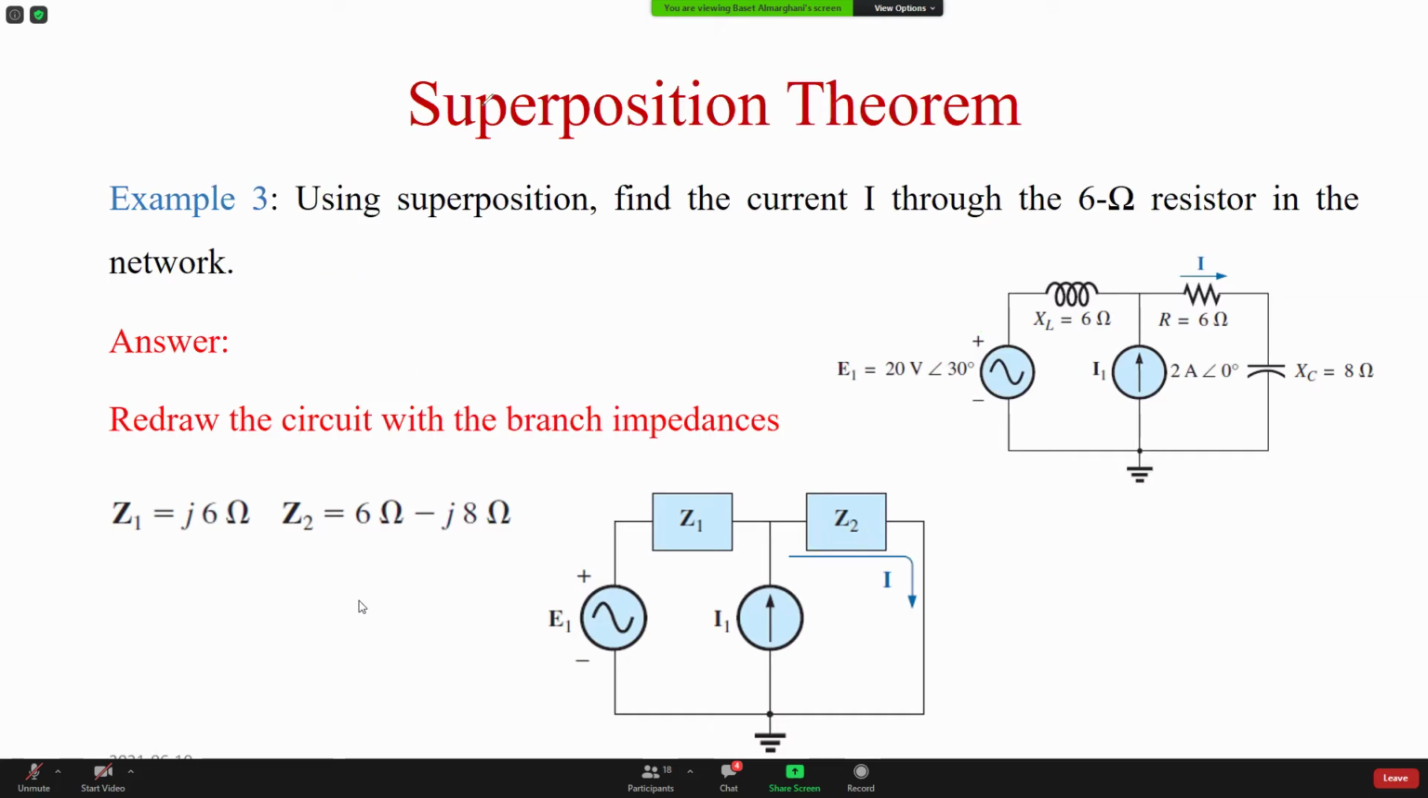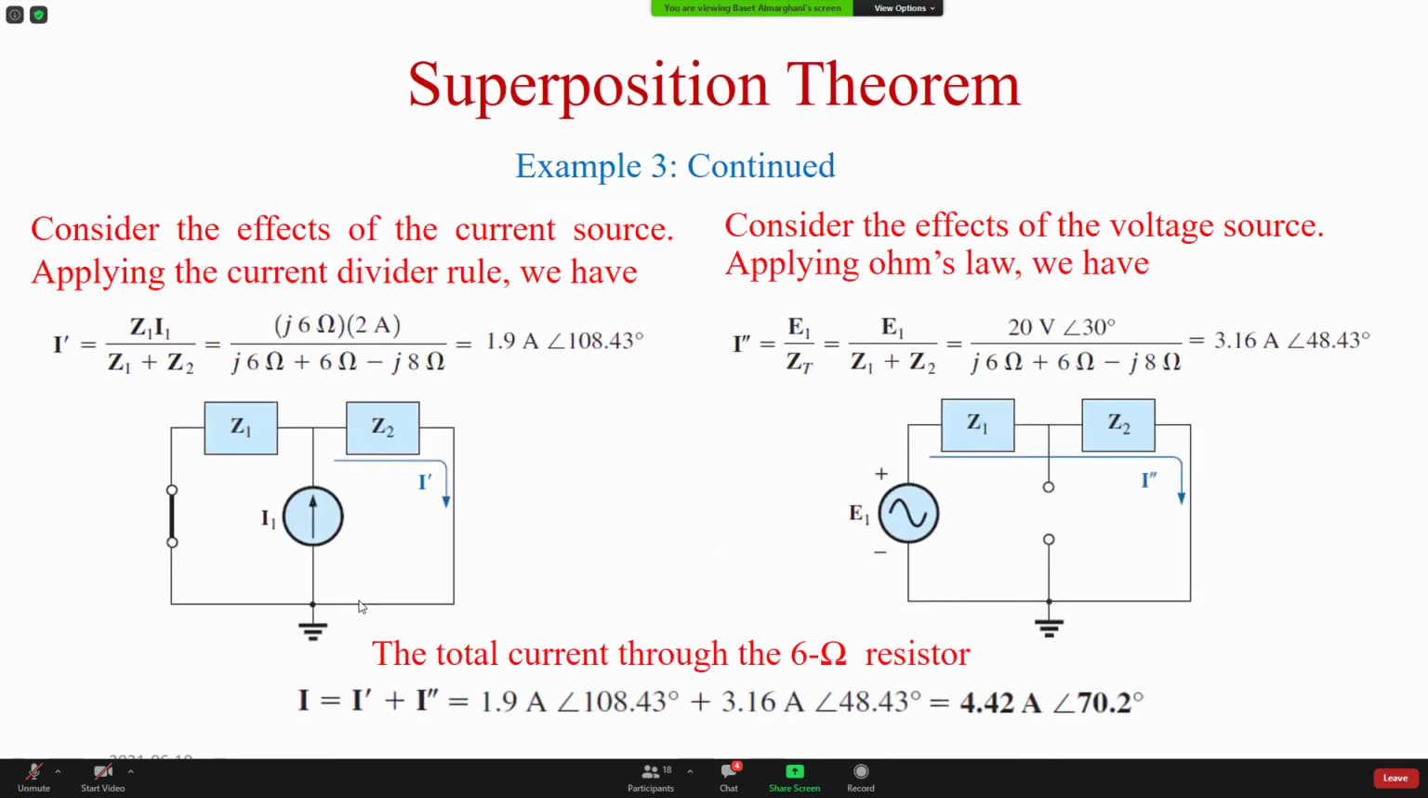So two sources. I'm going to analyze them by the superposition. So I'm going to take one source at a time. So first, I'm going to take the first source. Here I did them in another way. So this is the voltage source. Voltage divided by the total impedance. This was J6. This is a combination of J6, and I had here 6 and minus J8. You add them up, voltage divided by the total impedance gives you the current. This is the first current because of the first source.